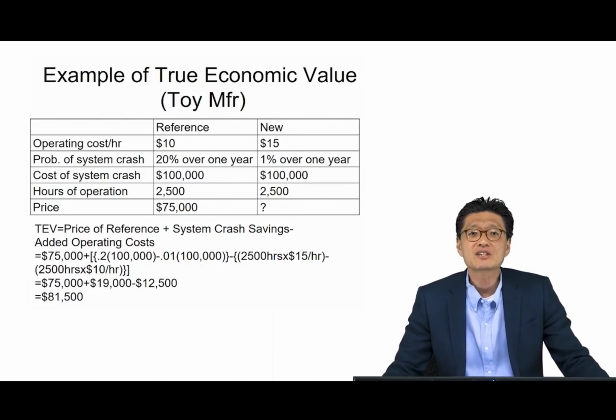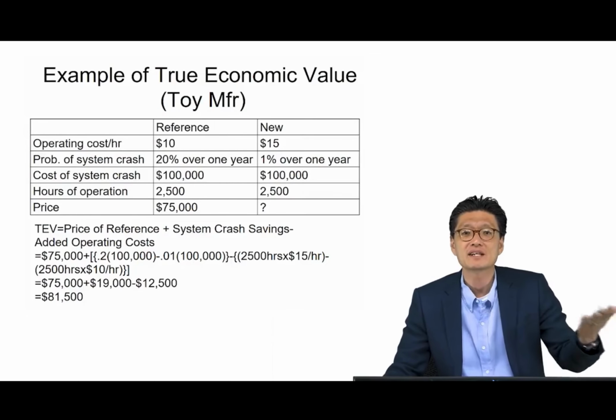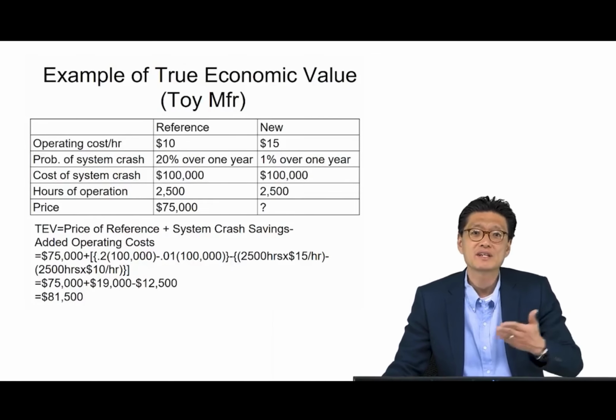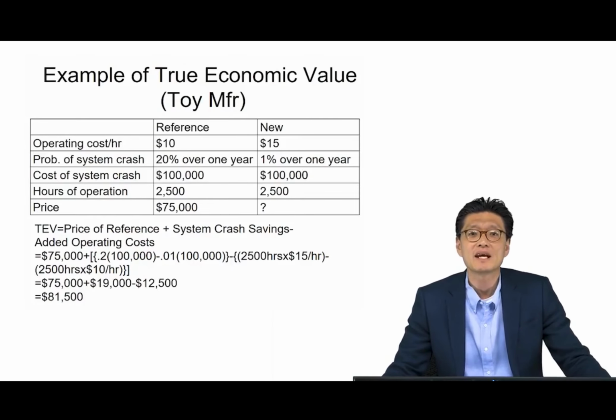And if you look at this table here, we have two columns, the reference and new. Reference means there's an existing air filtration product in the market currently. So this is like the incumbent product that's currently being sold in the market. And then new is the new air filtration system that this company is trying to sell to the toy manufacturer. So we have a couple of assumptions and some data here. Let me just go over quickly the numbers in this table.